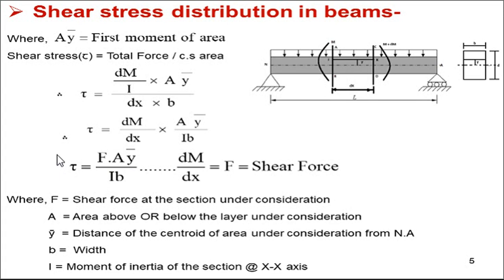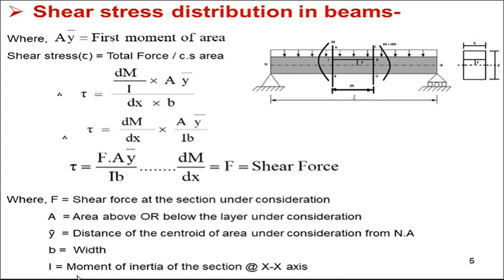So now we have formulated the equation tau is equal to F A y bar divided by Ib, and dM upon dx is equal to the force. This force is the shear force, where capital F is the shear force at the section under consideration, and capital A is the area above or below the layer under consideration. Y bar is the distance of the centroid of the area under consideration from the neutral axis.